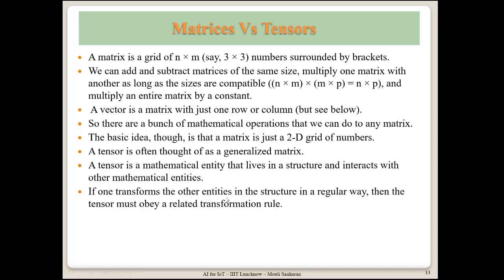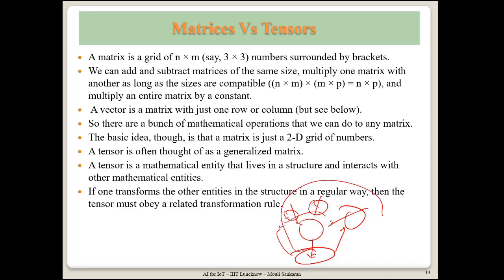So if one transforms the other entities in the structure in a regular way, then the tensor must obey a related transformation rule. So what I'm saying is, if there are changes happening to some tensors, other tensors also should get accordingly modified. Okay, if you change the input dimensions of the tensor, the output dimension also should get modified, because it depends on the different tensors. Though a matrix is used for implementing them, tensors live in a society, kind of live with the other tensors. So any changes happening to the other guys will also impact the tensors in that. So you need to apply the transformation rule to them.